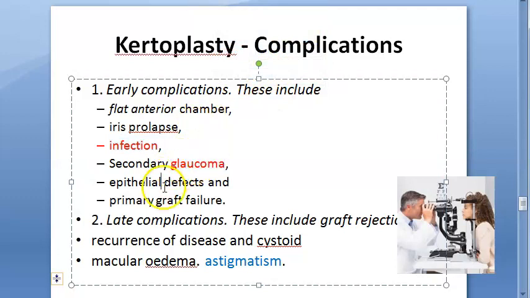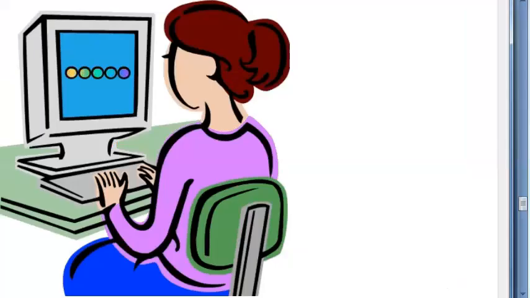Glaucoma. Yes, we are dealing with the eye. Some graft failure. Primary graft failure. These are very easy to mention. Okay. Secondary glaucoma, because this is not a primary glaucoma, it is caused because of something else. So secondary glaucoma, primary graft failure. Okay. So let us look at what else is happening. Flat anterior chamber, iris is getting affected, iris prolapse, epithelial defects. Okay. So these are all the early complications of keratoplasty.